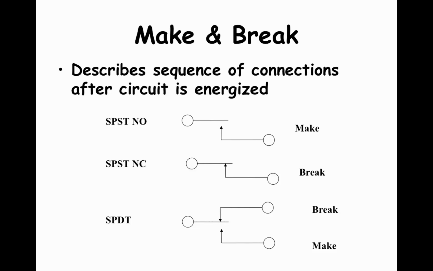The bottom sketch is a single-pole double throw, so the top circuit is closed in the de-energized state and the bottom circuit is open in the de-energized state. When the relay is energized, the top circuit will open or break, and the bottom circuit will close or make.